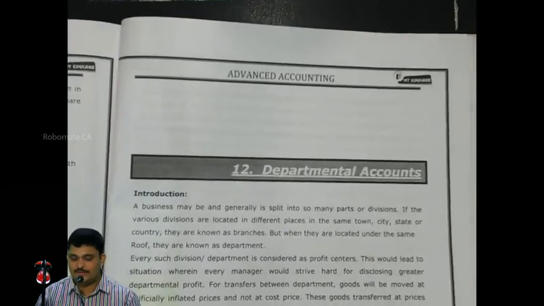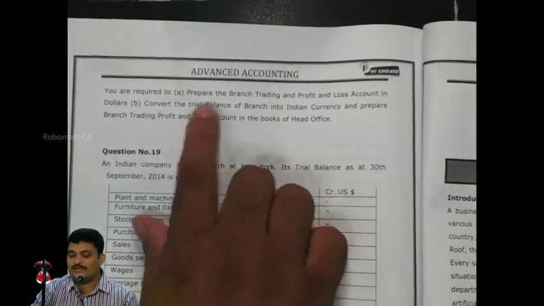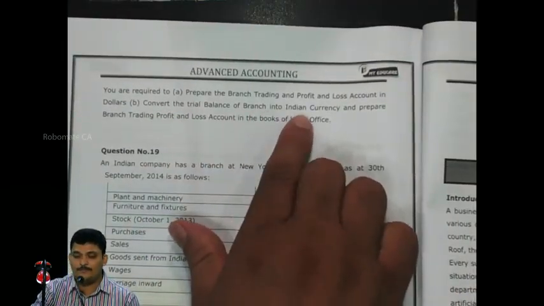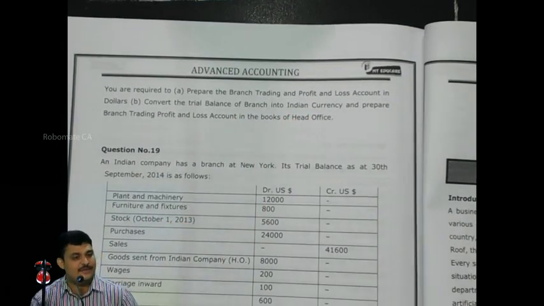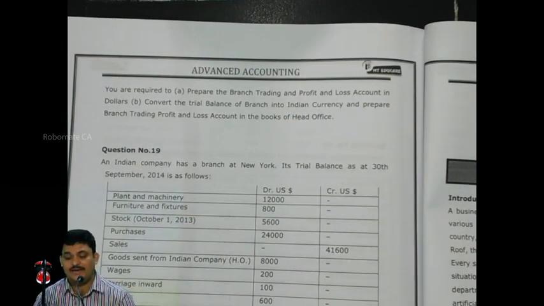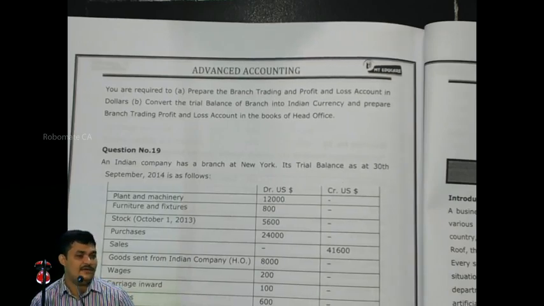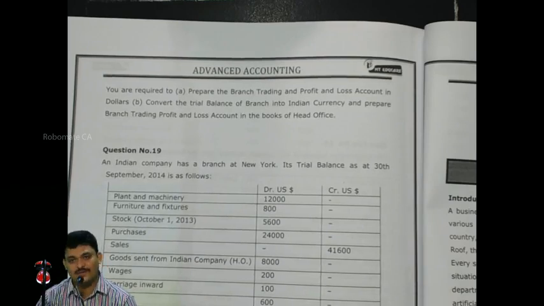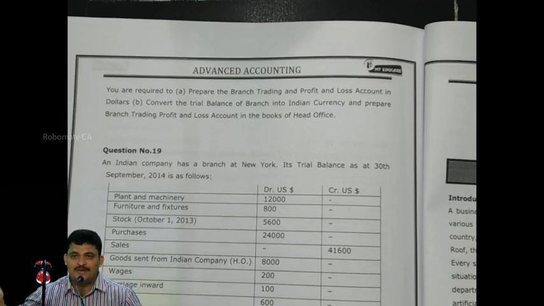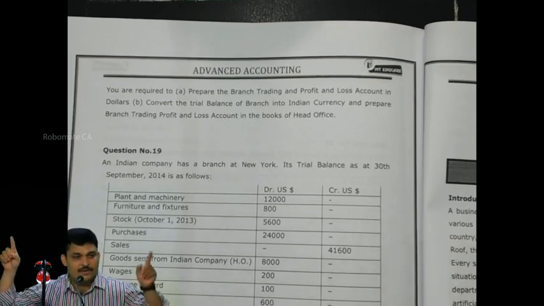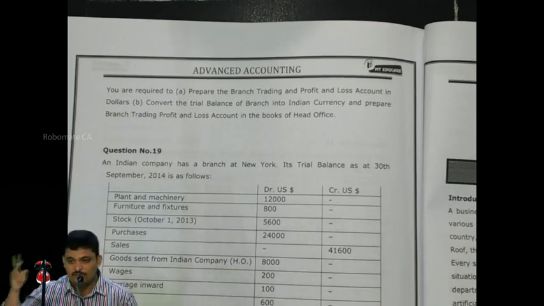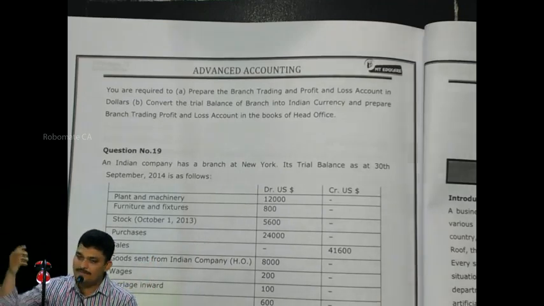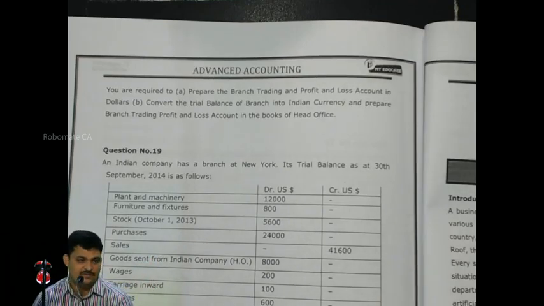Number one. Then number two is convert the trial balance of the branch into Indian currency, our translation table. Then prepare trading and P&L in the books of head office in Indian currency, rupees. So three requirements only we have. Trading and P&L in dollars. Translation of dollars into rupees. Trading and P&L in rupees. This much only we have. Everybody, please respond, friends.